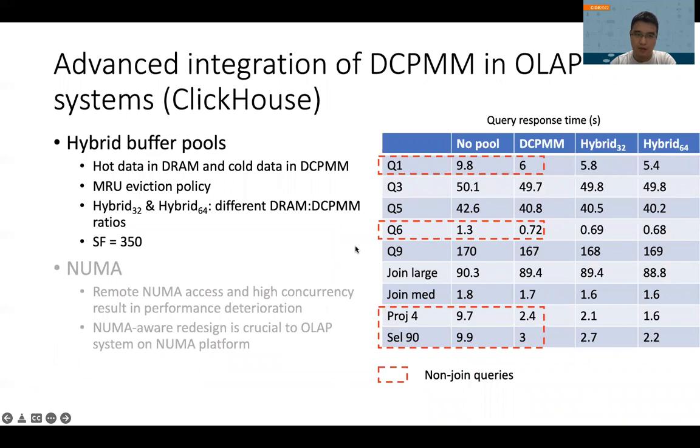Another experiment is about the advanced integration of DCPM in OLAP systems. We have redesigned the buffer pools in ClickHouse to make them hybrid buffer pools, so that we can store the hot data in DRAM and the cold data in DCPM. From the results, we find that those join-intensive queries can benefit significantly from this design because they have to read a lot of data from the disk and the memory. So the larger buffer pools will benefit their performance.